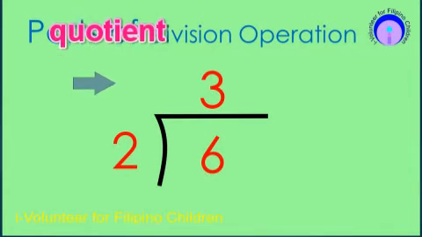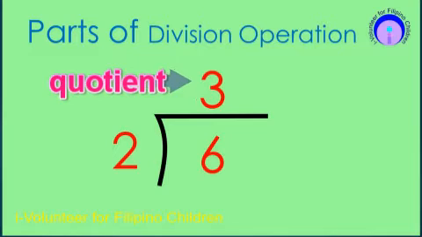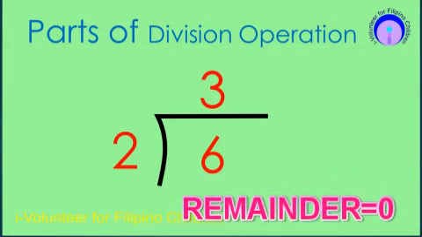At ang huling bahagi ng division operation ay ang tawag nating quotient. Ito yung tinatawag nating hati ng bawat isa. At kung meron mang natitira, ito ang tawag nating remainder. Sa example natin, ang remainder natin ay 0.